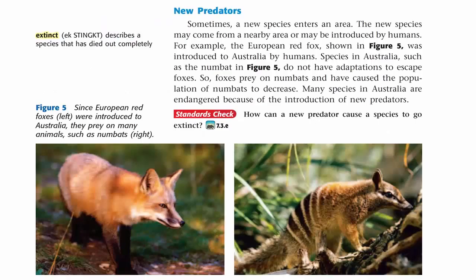New predators. Sometimes a new species enters an area. The new species may come from a nearby area or may be introduced by humans. For example, the European red fox, shown in Figure 5, was introduced to Australia by humans. Species in Australia, such as the numbat in Figure 5, do not have adaptations to escape foxes. So, foxes prey on numbats and have caused the population of numbats to decrease. Many species in Australia are endangered because of the introduction of new predators.